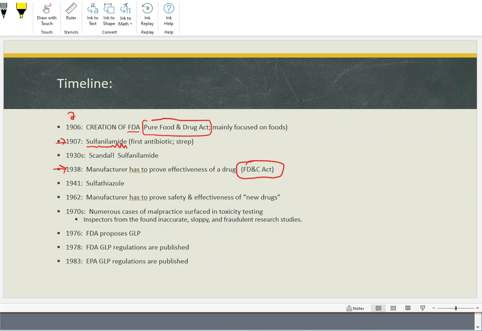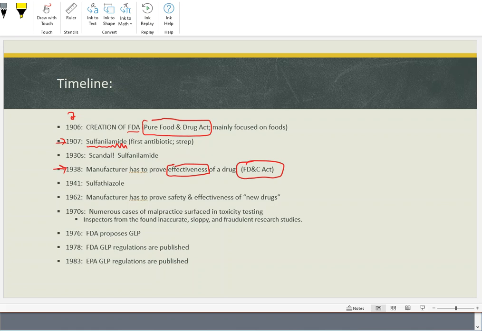But the FD&C Act, well, the United States says the manufacturer has to prove the effectiveness of a drug. Oh my God, are you kidding me? They have to prove. You mean that up until 1938, companies could be producing products and they didn't really have to prove or submit any type of information about the effectiveness of the product that they were making? You mean, how effective is it? Like, if I take this, will it do what it says that it's going to do? Absolutely. That's exactly what I'm saying.